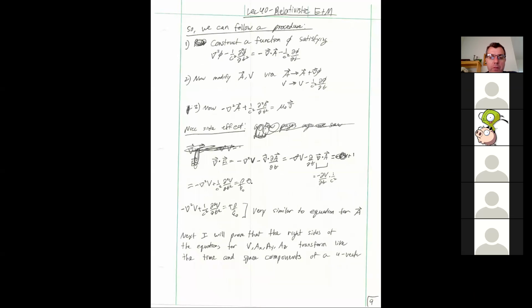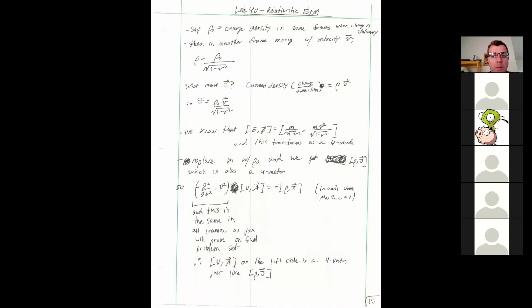All right, now I'm going to prove that these source terms, the things that create the electric potential and the vector potential, that rho and J transform like 4 vectors, that they obey Lorentz transformations. So let's say rho naught is the charge density in some frame where the charge is stationary. Then in another frame, rho must be rho naught over this because all the charges got closer together. And if this is charge over spacing between charges, well, that spacing got smaller, so we have to put this smaller thing in the denominator.